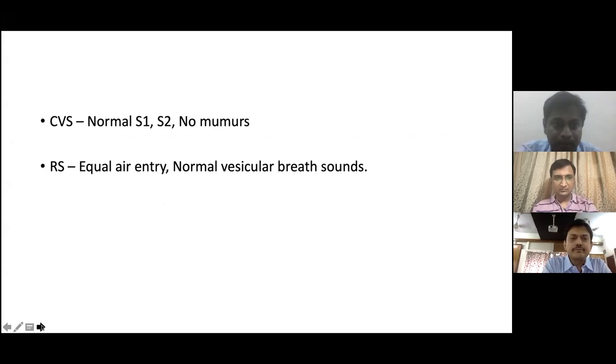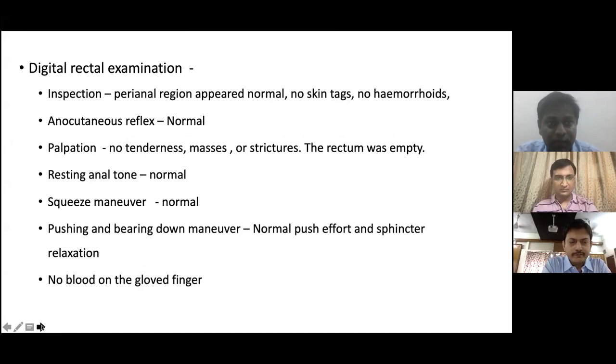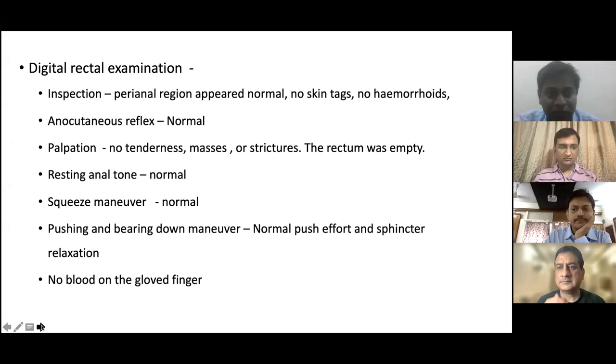Looking at his digital rectal examination, on inspection, the perianal region appeared normal. There were no skin tags or hemorrhoids. Anocutaneous reflex was normal. Palpation showed no tenderness, masses, or strictures. The rectum was empty. Resting anal tone was normal. Squeeze pressure was good. On pushing and bearing down maneuver, there was normal push effort with sphincter relaxation. And there was no blood on the glove finger.